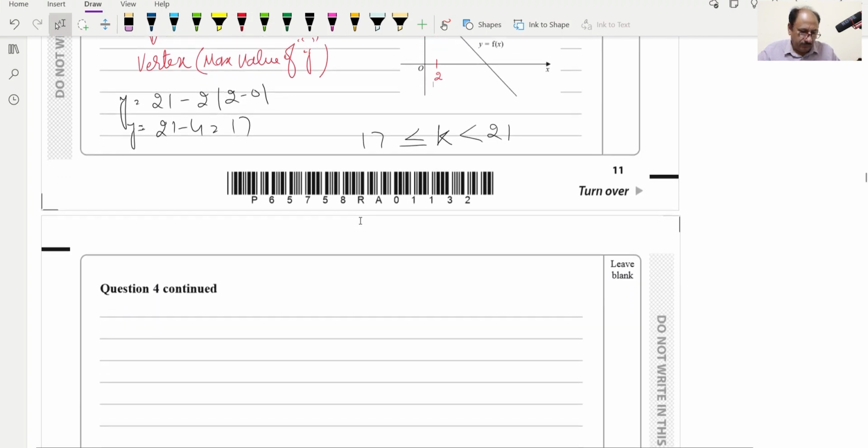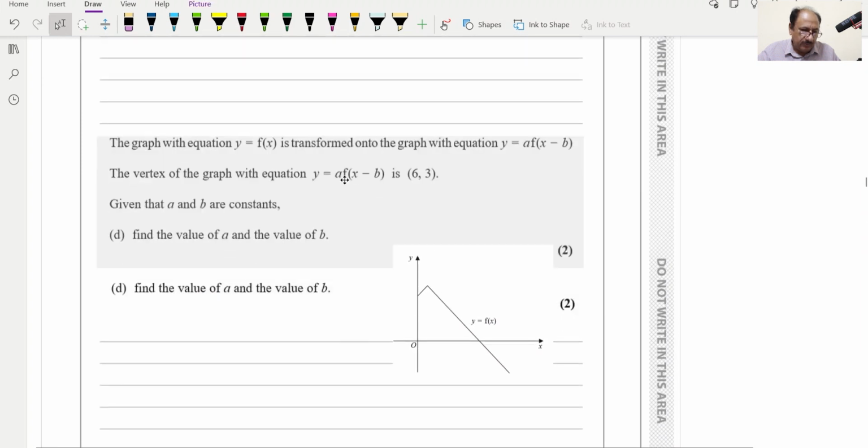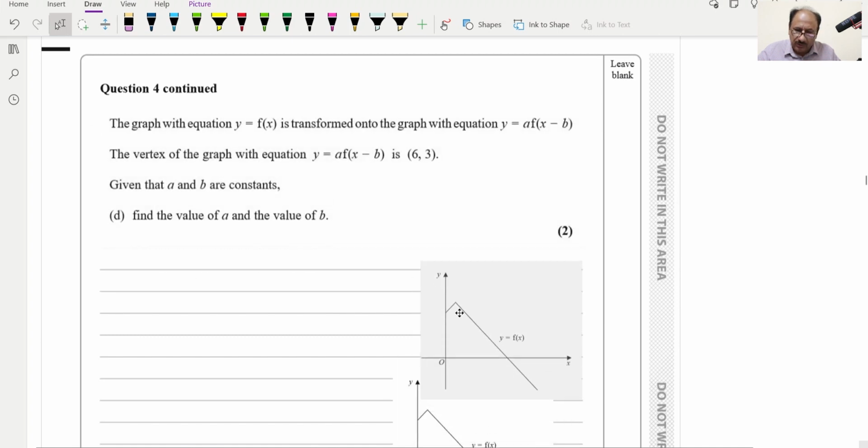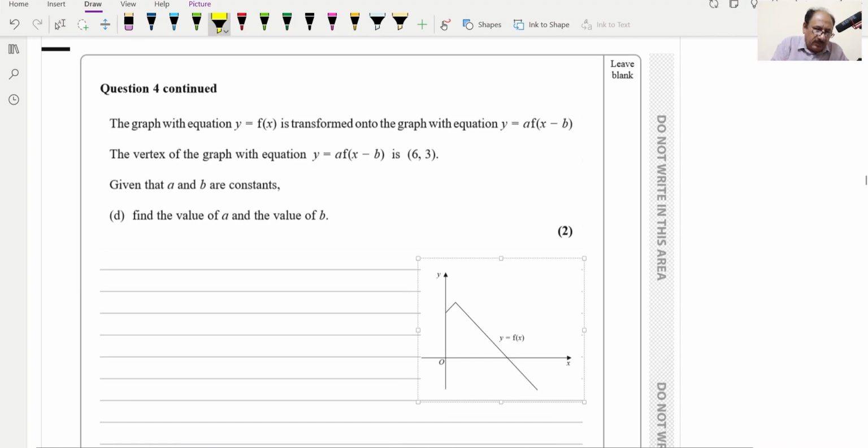Now we can move to part D. Part D I have copied over here for you, and the drawing as well we have over here. This is a 2-mark question. The question says the graph with equation y is equal to f of x is transformed onto the graph with the equation y is equal to a f x minus b. The vertex of the graph with equation y is equal to a f x minus b is 6 and 3. So given that a and b are constants, find the value of a and the value of b.